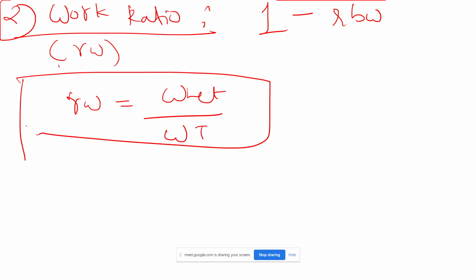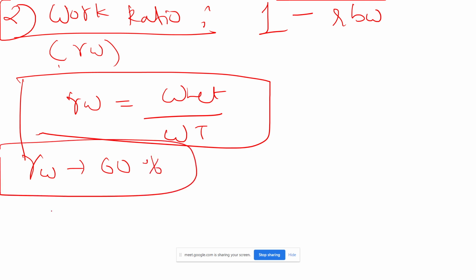In case of Brayton or gas turbine, RW is about 60%, and the remaining 40% is RBW, that is the back work ratio, because this is unwanted work which we don't want, and this is the net work which we wanted.